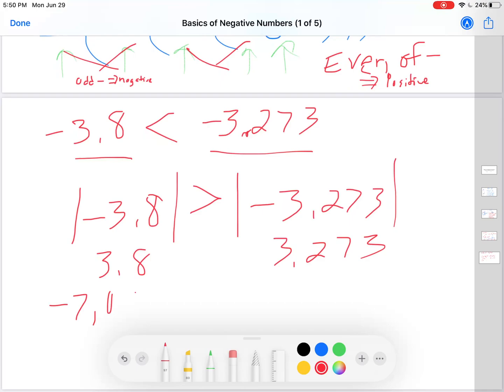Okay, let's try one more. Negative 7 billion compared with positive 1.2. Well, what's the relationship? This one is less than, because this negative 7 billion is negative, and all negative numbers are less than all positive numbers. Get the idea?